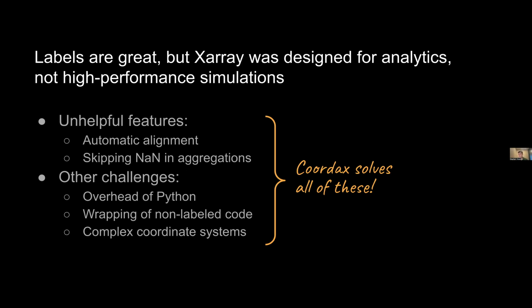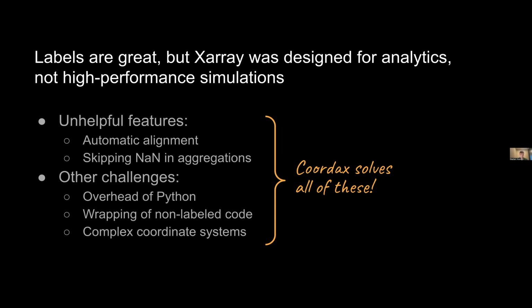One example is automatic alignment. I think it's maybe even controversial if this is useful for analytics, to be honest, but it's especially unhelpful in simulations if you have slightly different grids and it tries to automatically match up the labels. You'd rather just get an error. In Xarray, we also skip missing values by default in most operations, especially aggregations. That's a little slower than necessary and not something you want in a simulation.